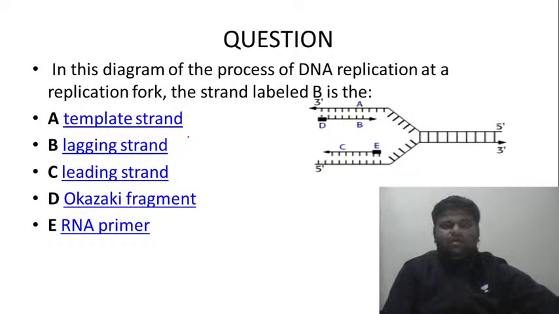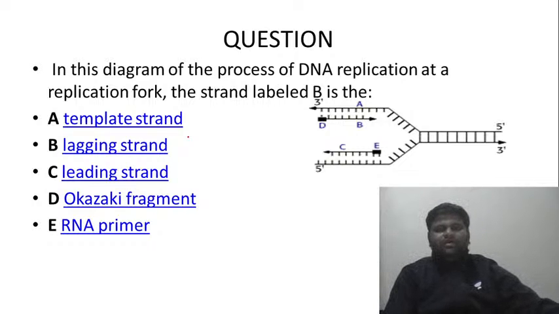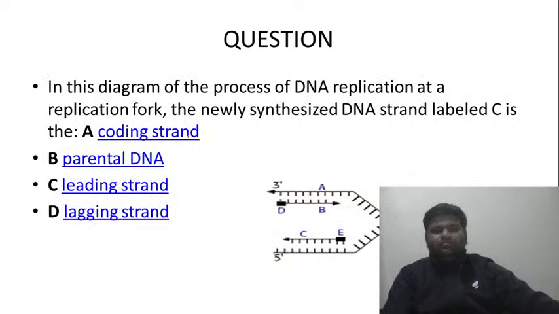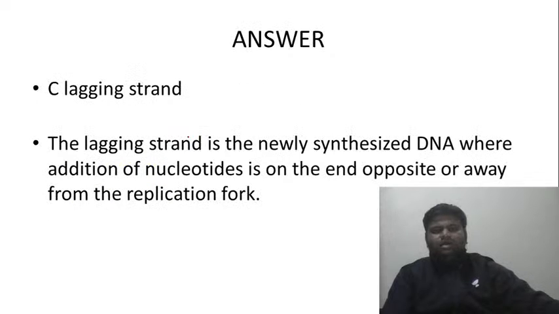So in this diagram of the process of DNA replication at the replication fork, the strand label B is the leading strand, lagging strand, template strand, Okazaki fragment or the RNA primer? So it is the lagging strand. So lagging strand is the newly synthesized DNA where the addition of nucleotides is on the ends opposite or away from the replication fork.